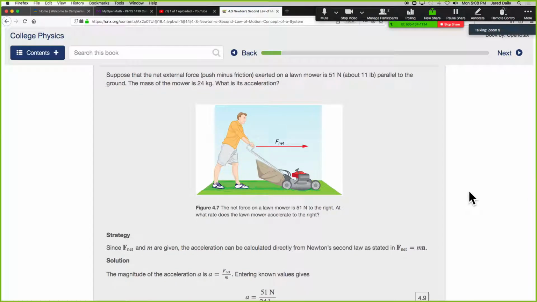Here's a person pushing a lawnmower. Very simple situation. The net force is shown here as a forward force like this. But there's actually two forces that are not being shown here that cancel out. How many of you have mown a lawn before?